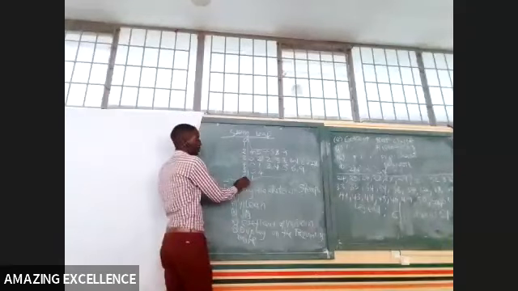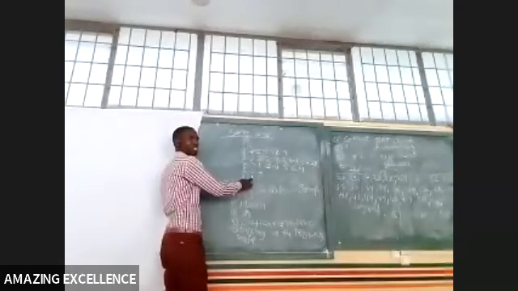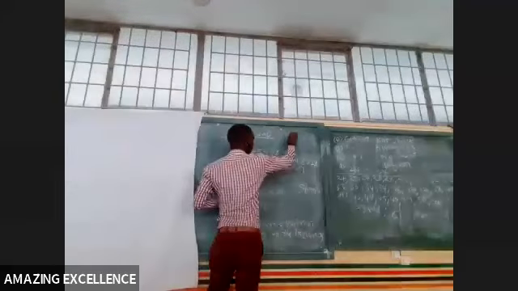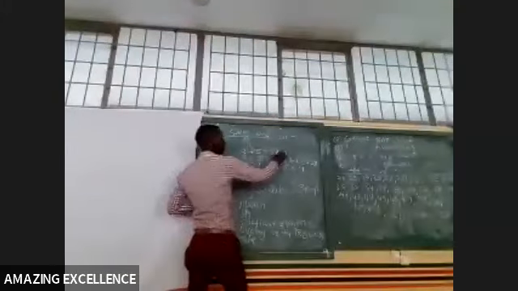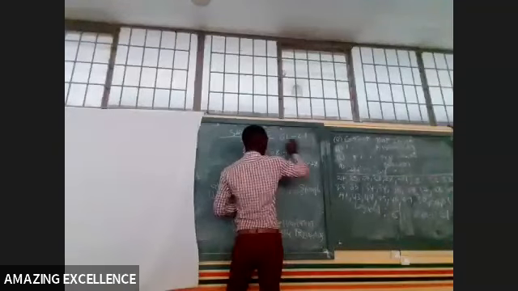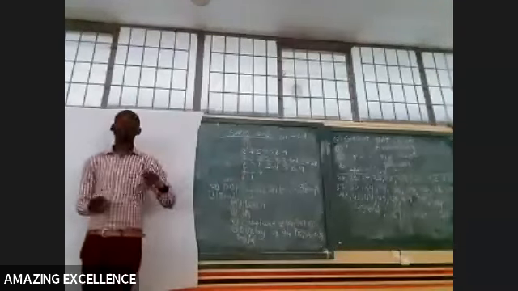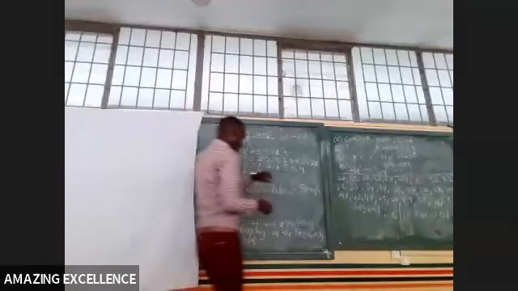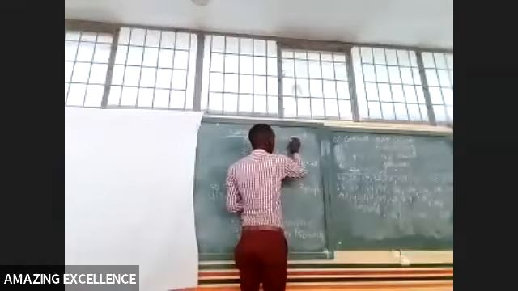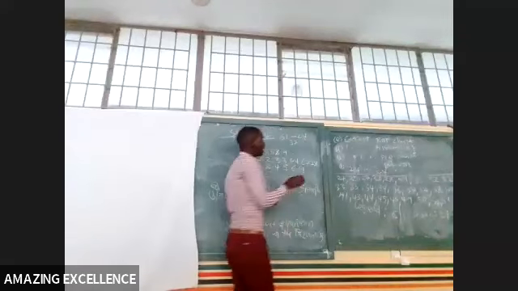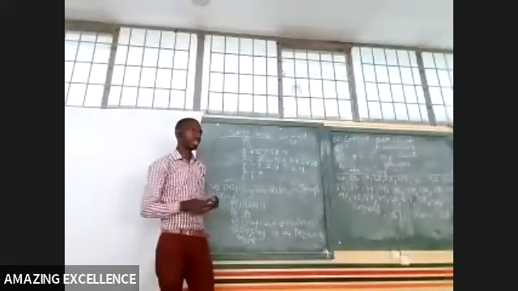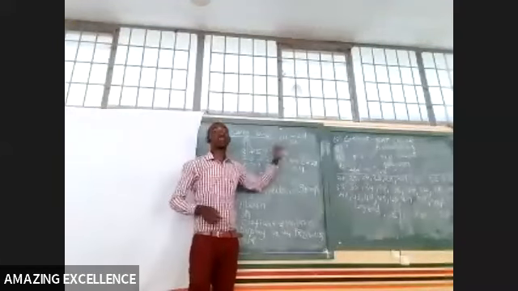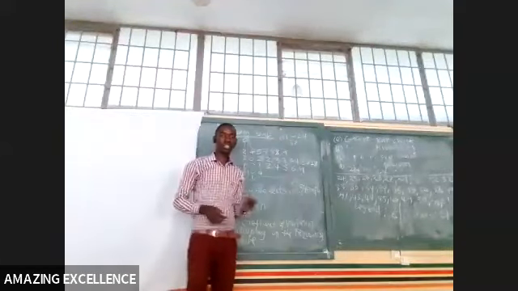The highest score is 61, minus the lowest score, which is 24. So what is the range? 61 minus 24, the maximum score minus the lowest score, is 37. So this is called your range. Is that clear?